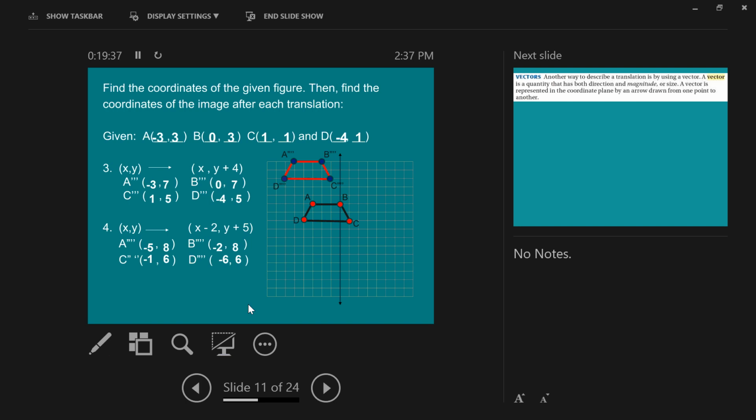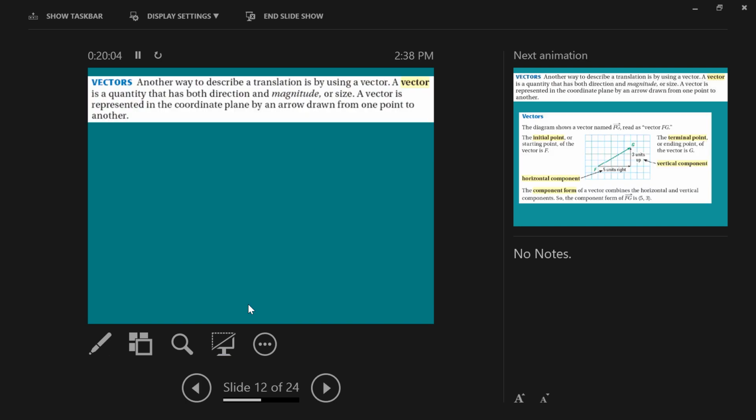Okay. So our other form, vectors, is a way that we can describe the translation that's happening, so some kind of a movement or shift. And a vector is going to be a quantity that shows both direction and magnitude or size. Okay, it's going to be on some coordinate plane, and it's denoted by an arrow. Does everybody have this? Can I change to the next one? Okay.